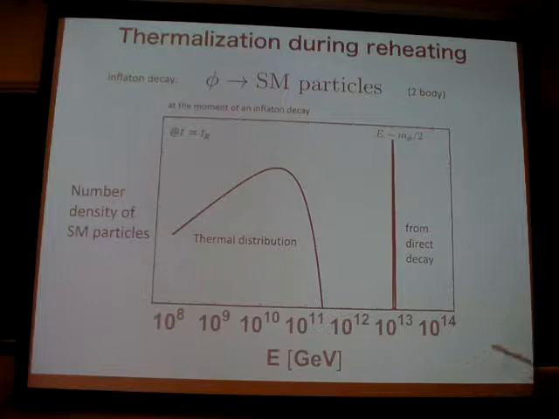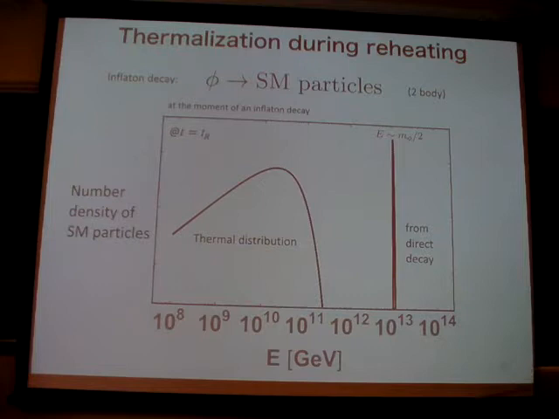So let's consider the reheating era. Now the reheating is due to the inflaton decay, so we consider inflaton decay to the standard model particles via a two-body process. At the moment of an inflaton decay, basically our universe has two standard model components. So this figure shows the components of the standard model particles at the moment of the inflaton decay. The horizontal line is the energy. The vertical line is the number density of the particles.